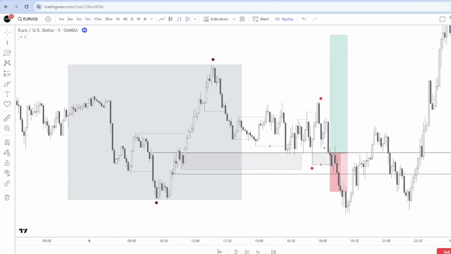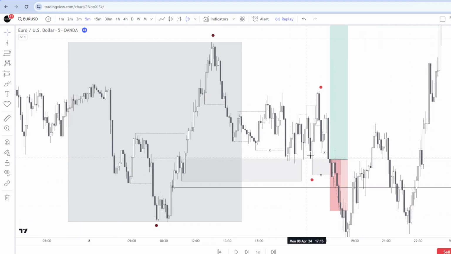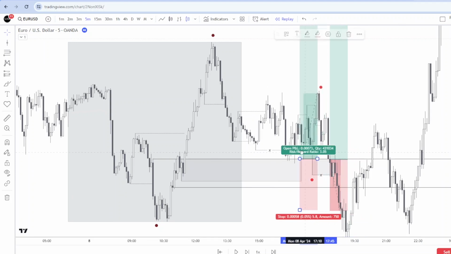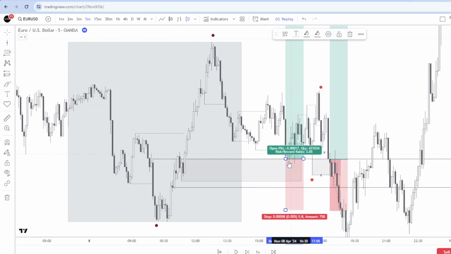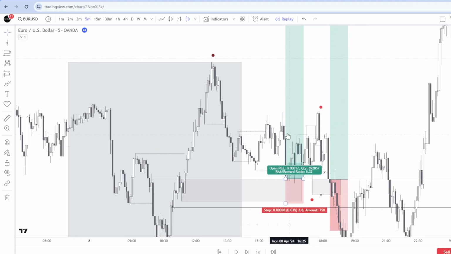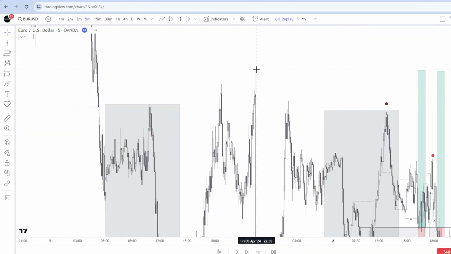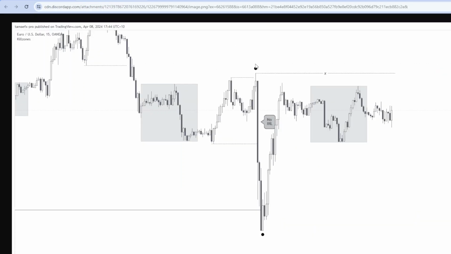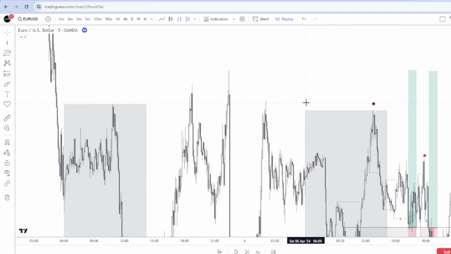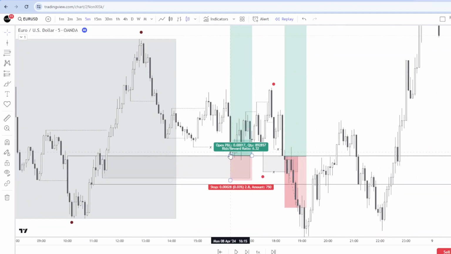Okay, then when price came down, I was not on my charts. I would have taken my first long here, like this. Okay. Then targeting the M15 high, that's here, as my liquidity, because there is no internal range liquidity here. Okay. So this would have been my first trade, but I missed it.